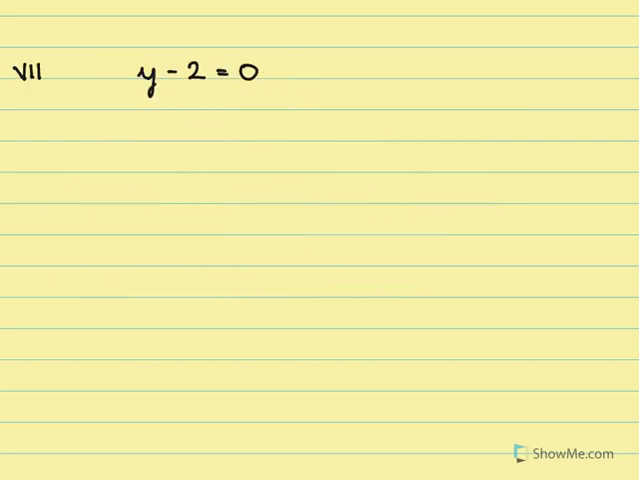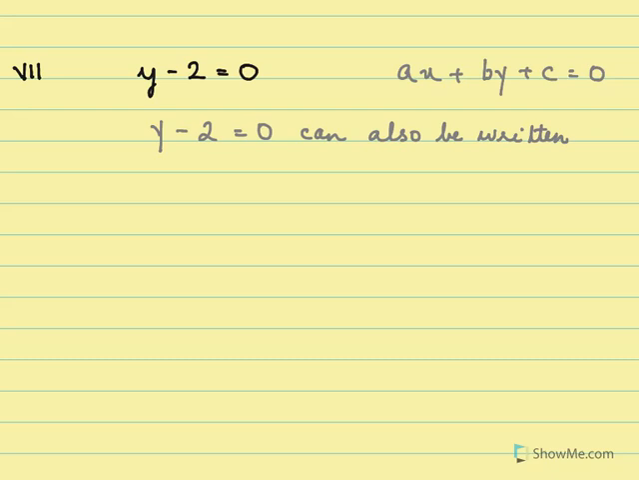Y minus 2 equal to 0. So y minus 2 equal to 0 can also be written, remember we need to write it in three terms, x term, the y term, and the c term. Now this has got only 2 terms, there is no x term, so I'm going to put 0x plus y minus 2 equal to 0. So it is now in the same form as ax plus by plus c equal to 0.